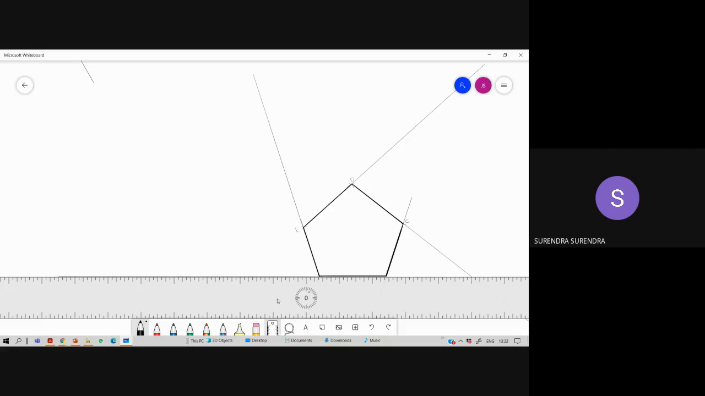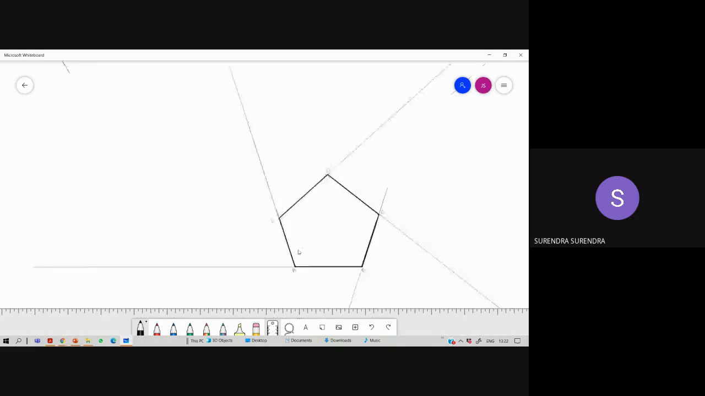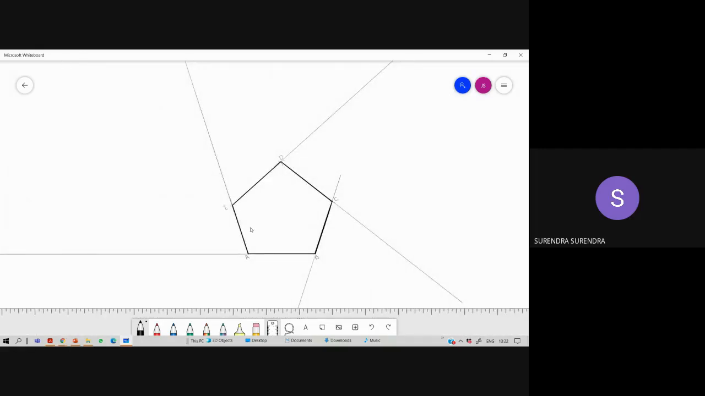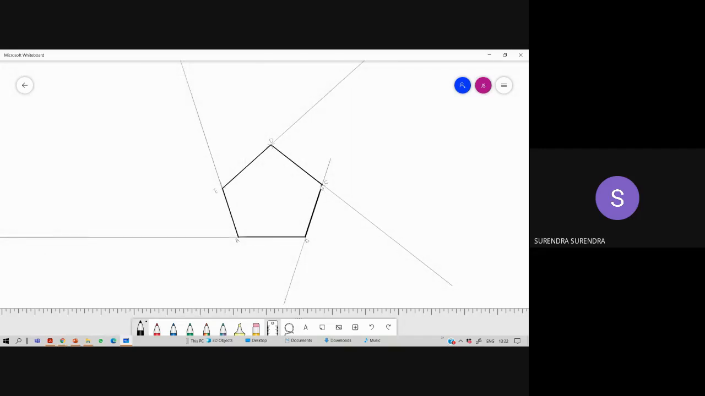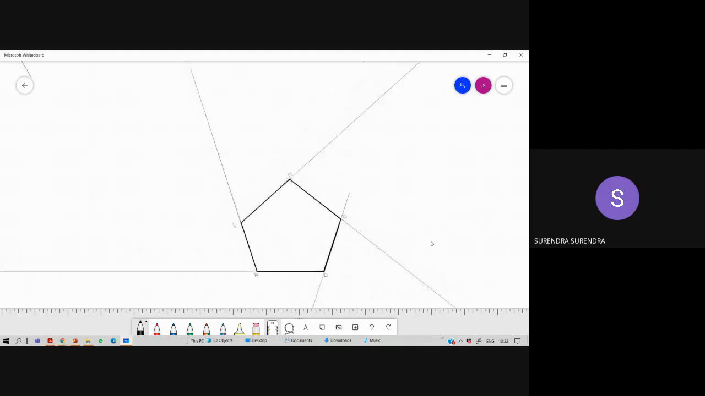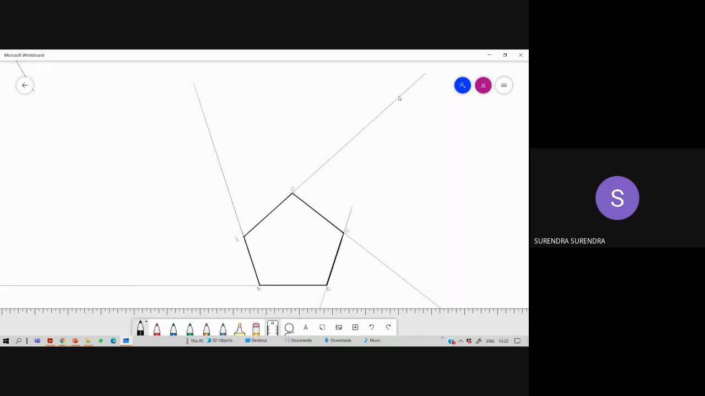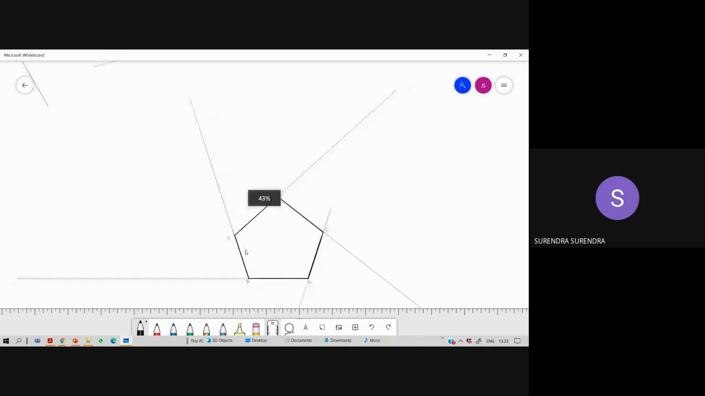The first step is drawing the polygon. Next step, extend each and every side. Extend BC for 30 mm, DC 2 into 30, 60 mm, ED 3 into 30, 90 mm, EA 4 into 30, 120 mm, and BA 5 into 30, 150 mm. So 30, 60, 90, 120 and 150, multiples of the side length.